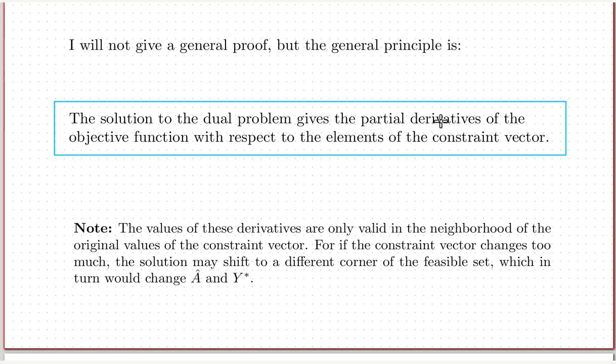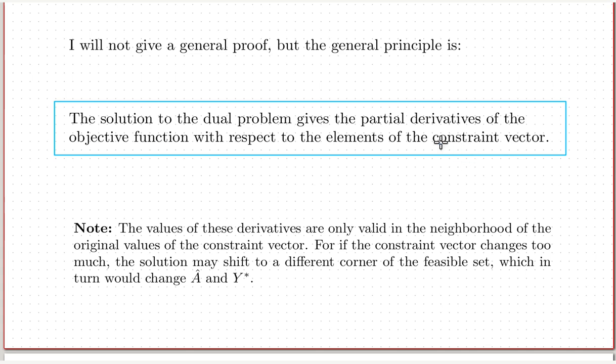Maybe I should have said sensitivities, okay? But anyway, the solution to the dual problem gives the sensitivities of the objective function with respect to the elements of the constraint vector. I haven't given you a general proof, but I think I gave you enough that you can see why it's true and why you would expect it to be true in general. One thing I should mention is that these sensitivities can change at different solutions, right?